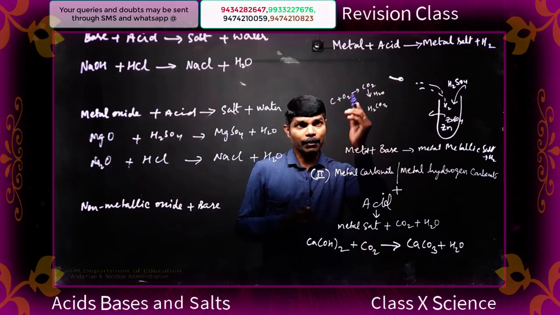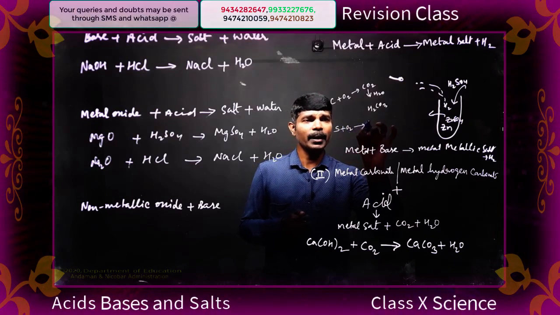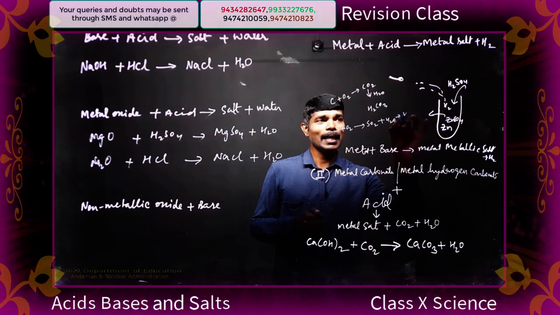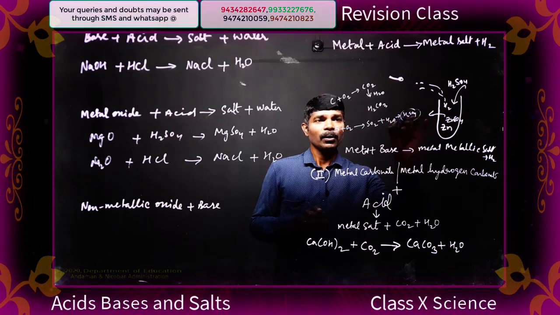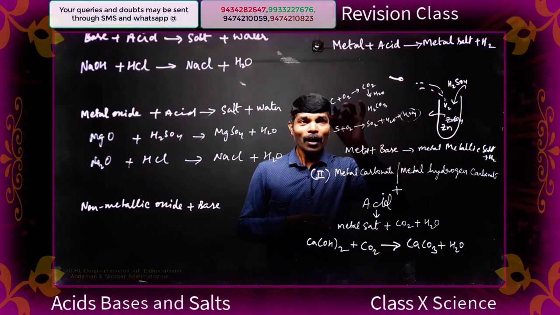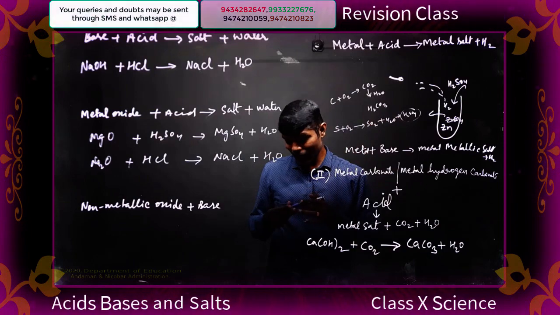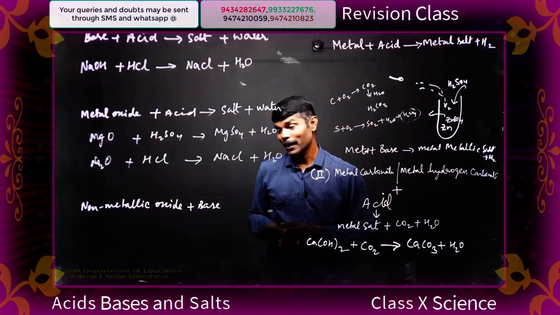Similarly, we can take other examples. Sulfur is a non-metal. When it reacts with oxygen, we get sulfur dioxide. When it is dissolved in water, we get H2SO3, an acid. So whenever a non-metallic oxide is dissolved in water, we get an acid. So we can say that all non-metallic oxides are acidic in nature.